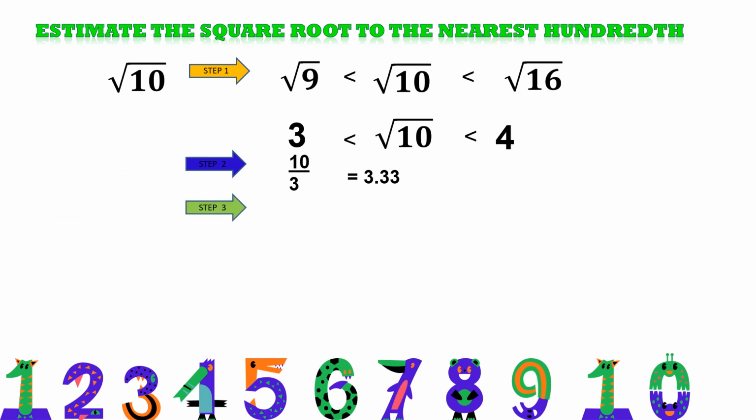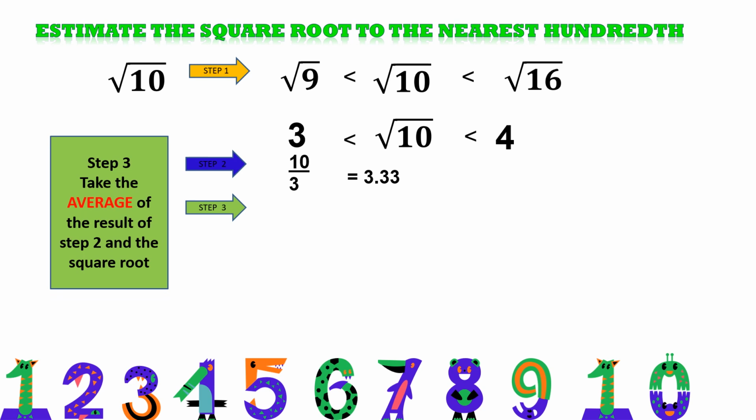Step number 3. Take the average of the result of step number 2 and the square root. Ang result ng step number 2 ay 3.333 plus yung square root ni 9, then divide natin by 2. So 3.333 plus 3 divided by 2, the result is 3.16667.